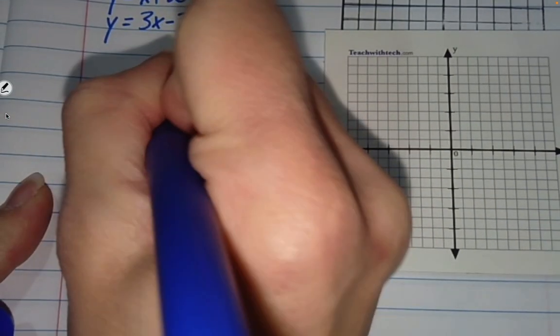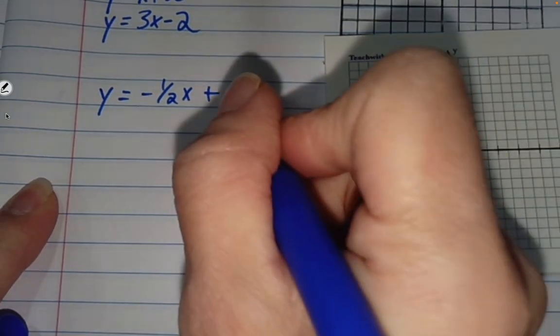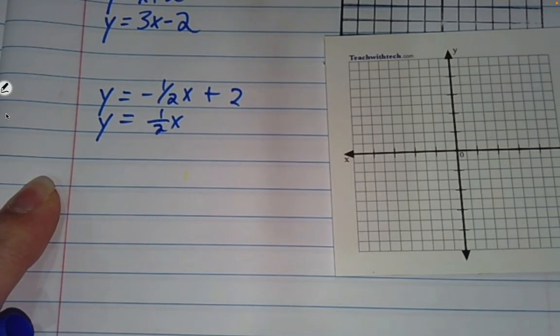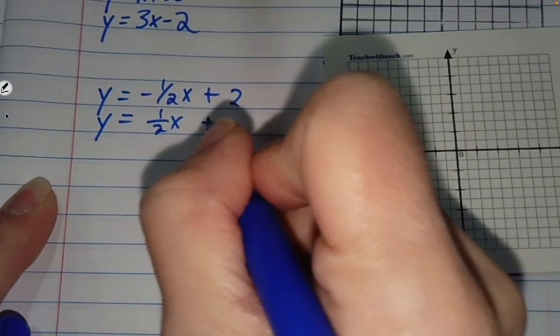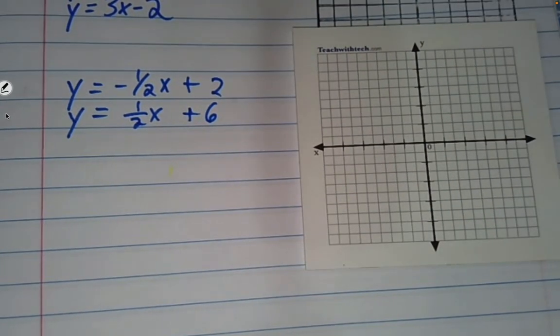Y equals -1/2 x plus 2, and y equals 1/2 x plus 6. Okay? And this one we'll do with the calculator. These are great still. We can just type them in just how they are.